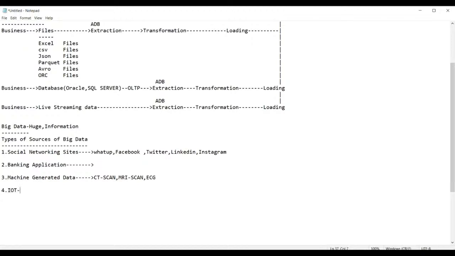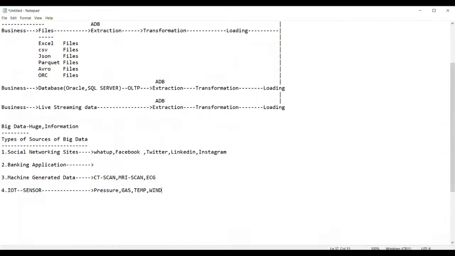IoT sensors, Internet of Things. We get the data from sensors. These sensors measure what? Pressure, even gas pressure, and temperature, and even wind. All these are the sensors which measure.